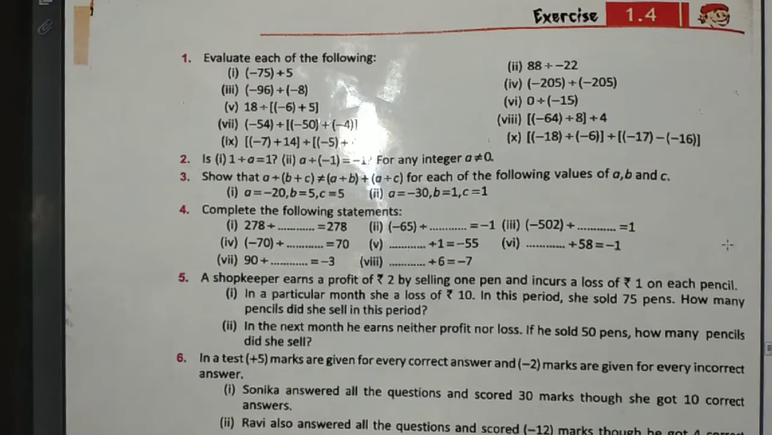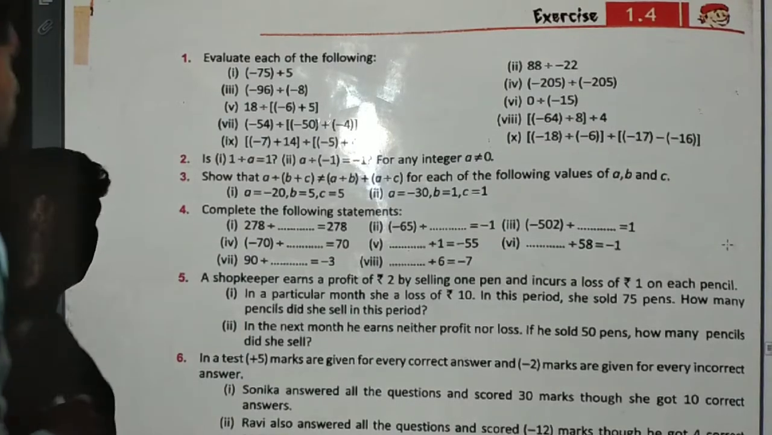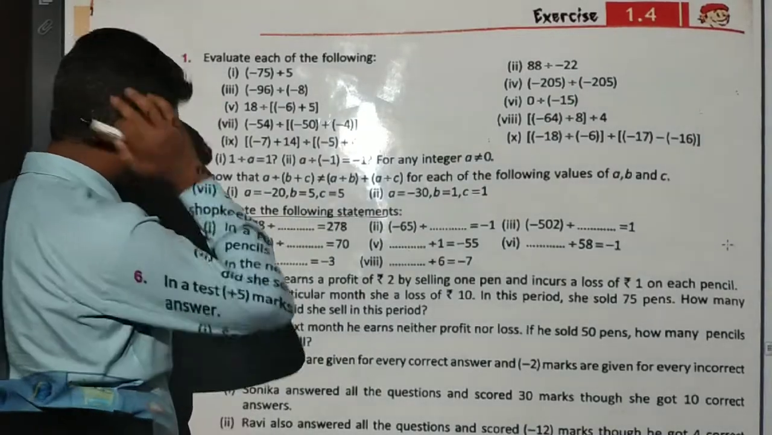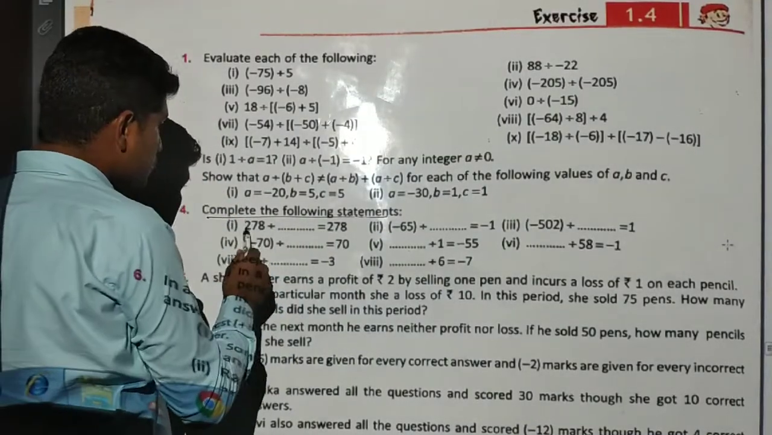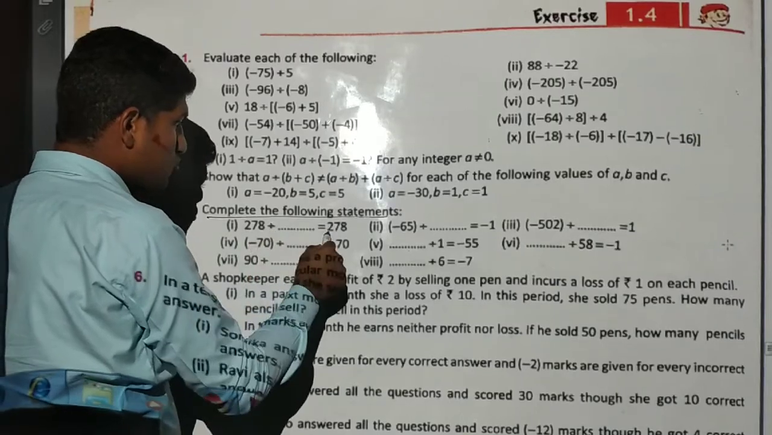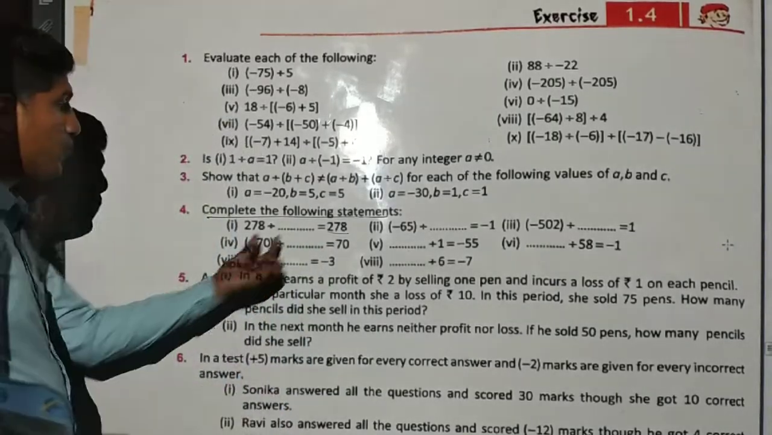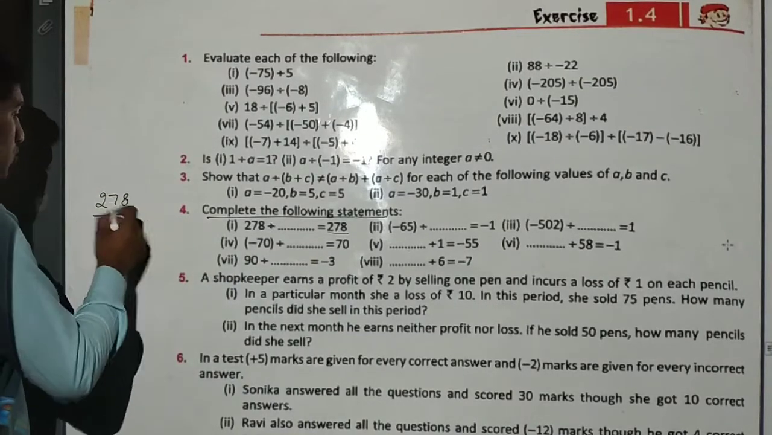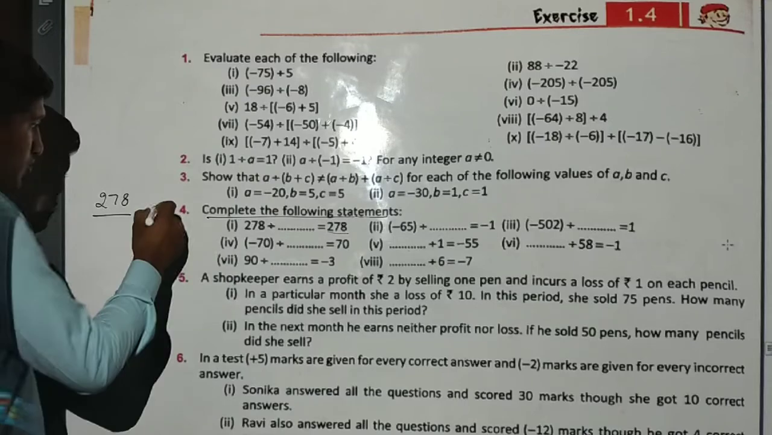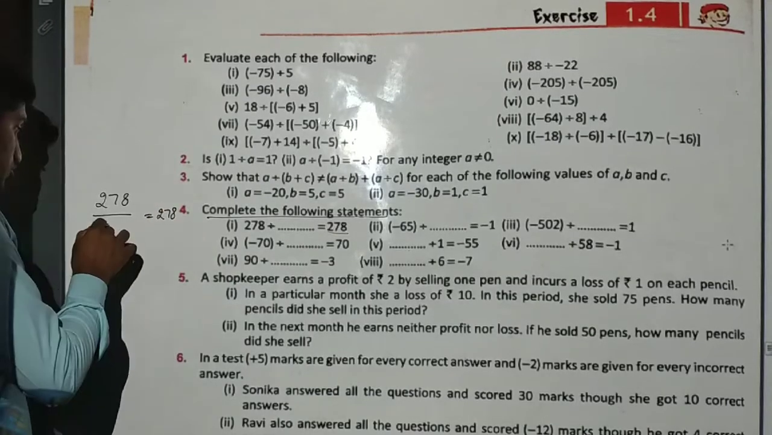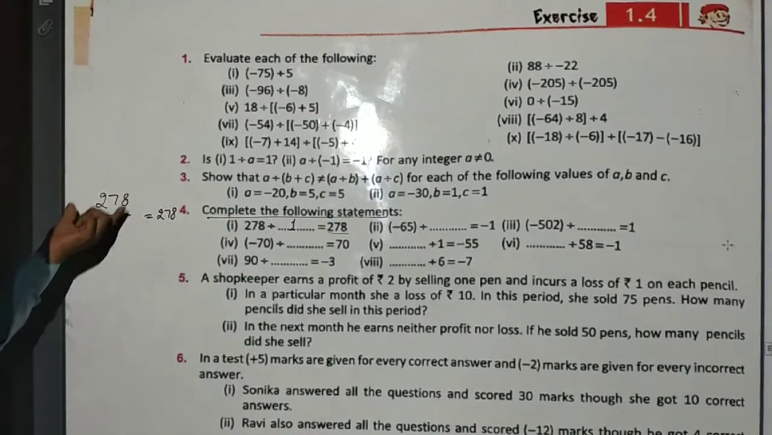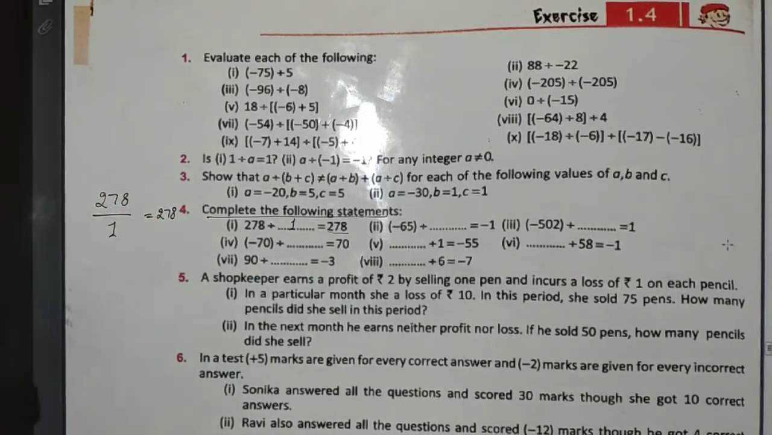Now let us see some more questions, in which you are told to complete the following statements. So how can we complete this statement? 278 divided by what? What is the denominator of this statement? We have to divide 278 by which number to get the result 278? So we will divide by 1. We also know that if we divide an integer by 1, then we get the same integer. So here 1 will be taken.